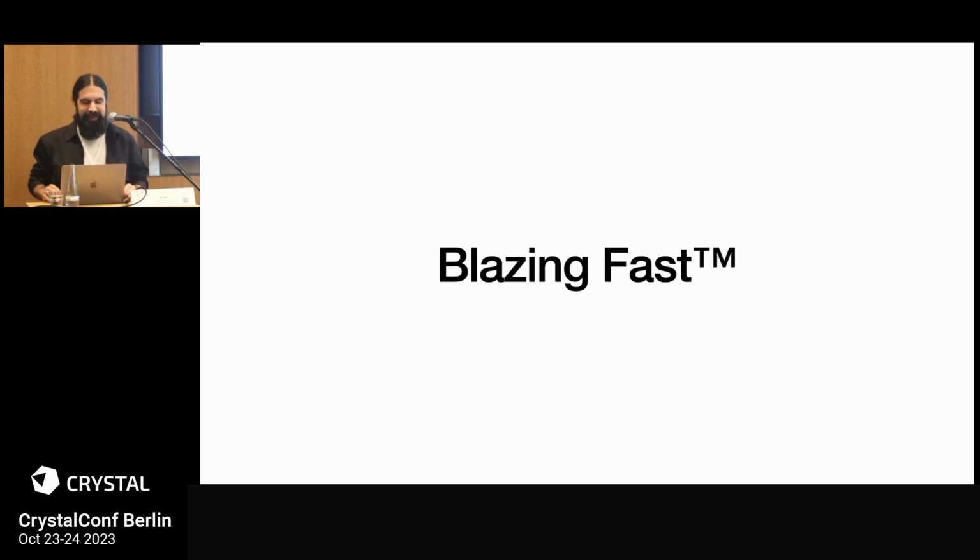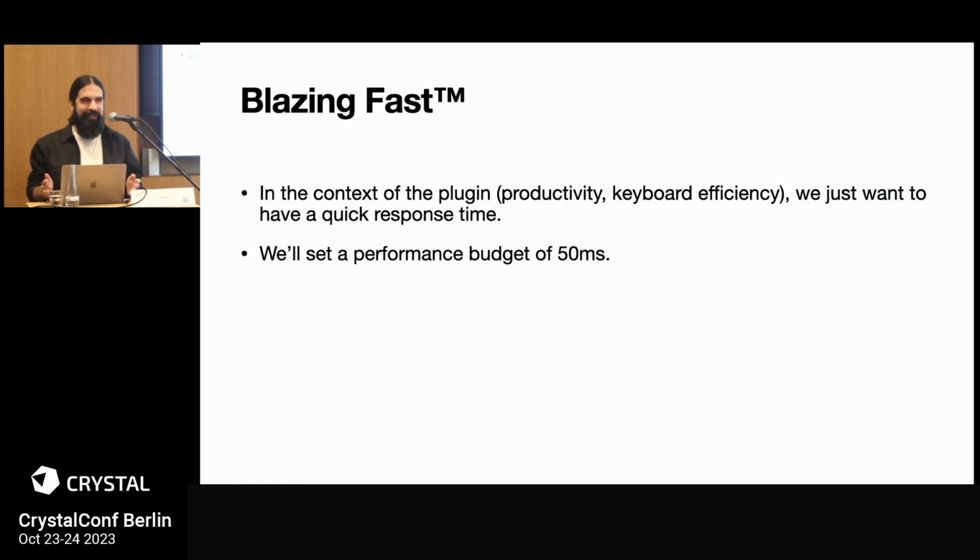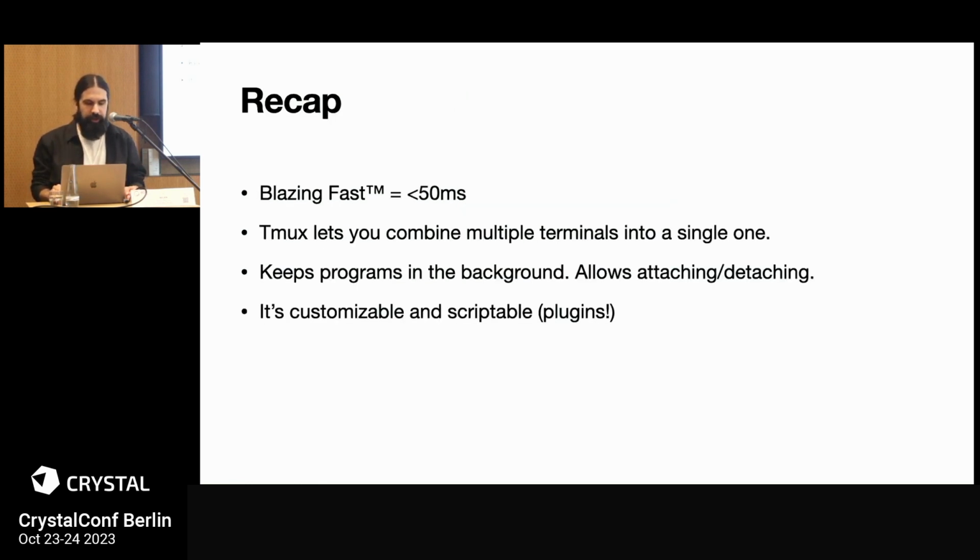Then, blazing fast, so this is a controversial thing. This is just something that you put in the readme of your repo, and automatically your project is fast. It's used a lot, so it's kind of a joke. So in the context of this plugin that I'm working on, that is productivity and keyboard efficiency and all that, it just means that it feels fast, snappy, and usually for that, it just runs under 50 milliseconds. So a small recap: blazing fast is just under 15 milliseconds, not that blazing.